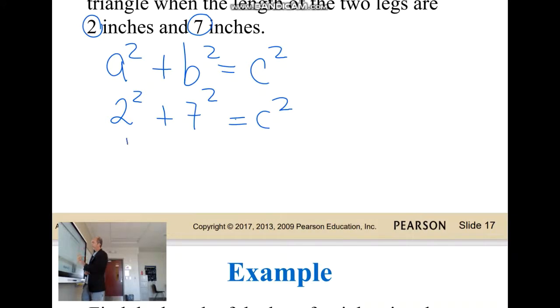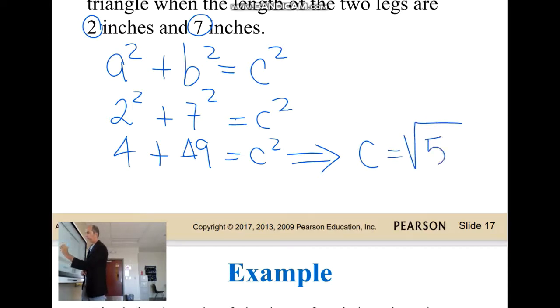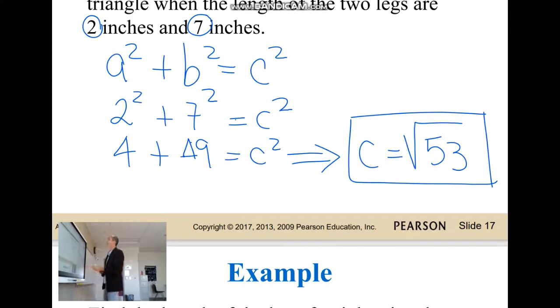2 squared is going to be equal to 4. 7 squared is going to be 7 times 7, 49, equals C squared. That means 49 plus 4 is 53. C equals the square root of 53. And we have here some units, and you can say this is in inches. Okay, this is going to be in inches.